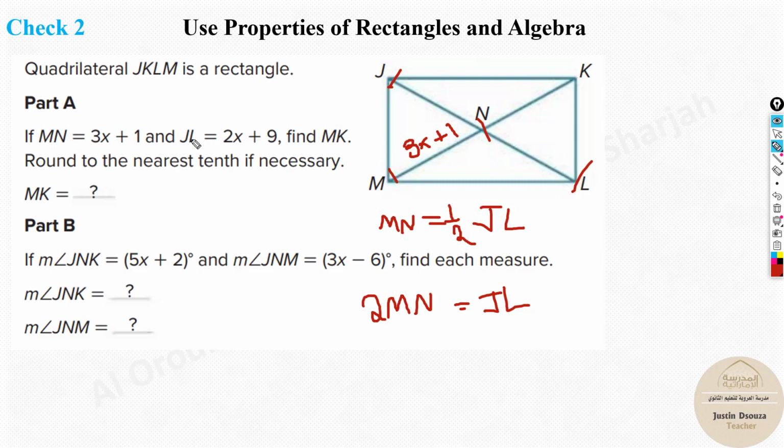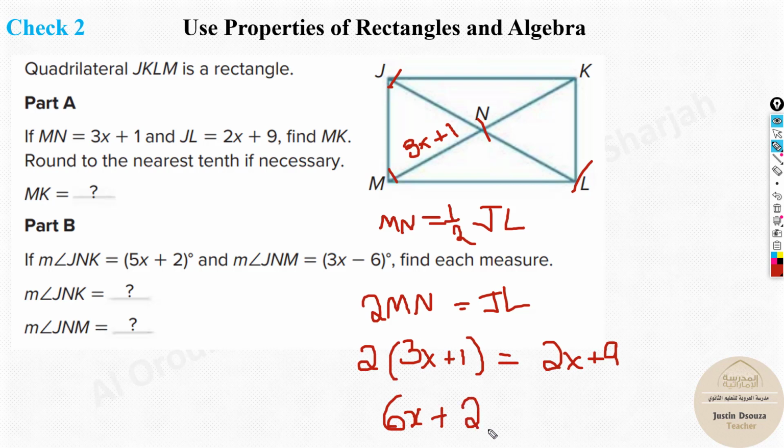Now we can substitute the values and solve it, isn't it? 2 multiplied by what? MN is 3x plus 1 equals JL is 2x plus 9. Why we remove this half to the other side is it's not complicated. It's a bit harder to divide rather than multiplying. Comparatively division will cause a bit of problem, whereas multiplying is easy. So we multiply here. 2 times 3 is 6x plus 2 times 1 is 2 equals 2x plus 9.